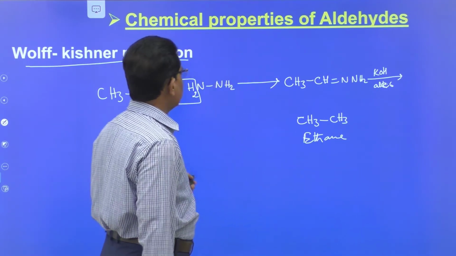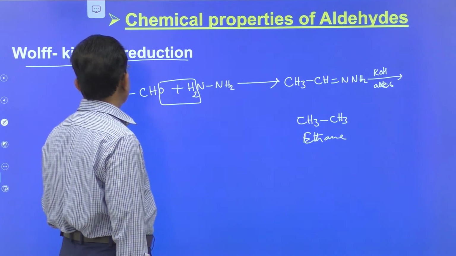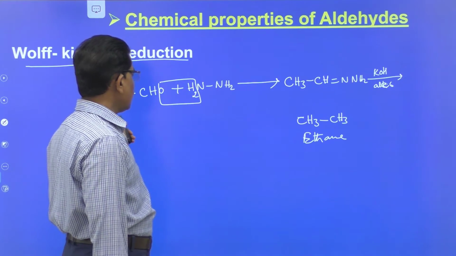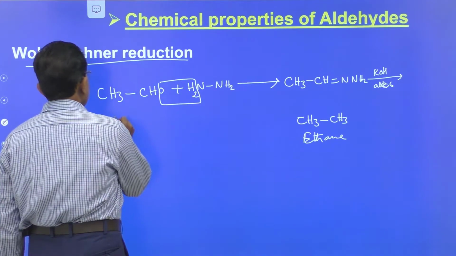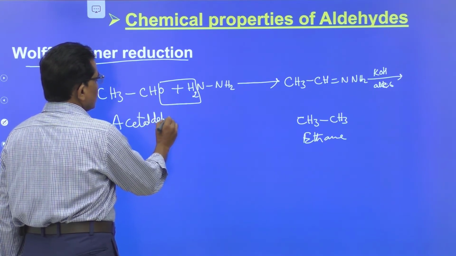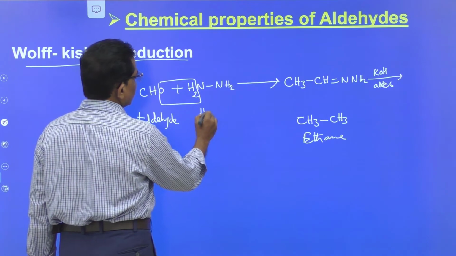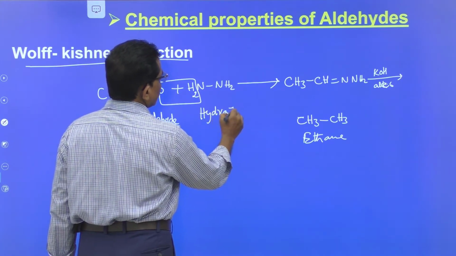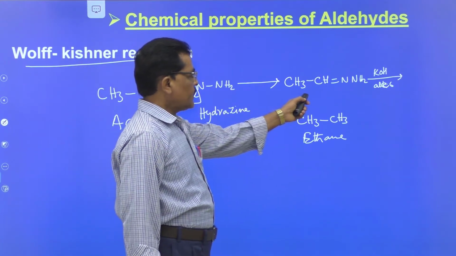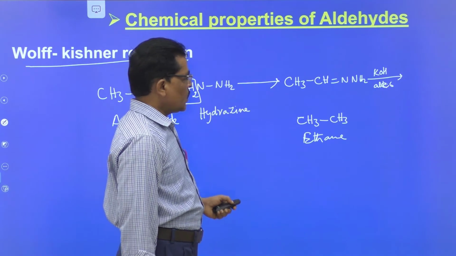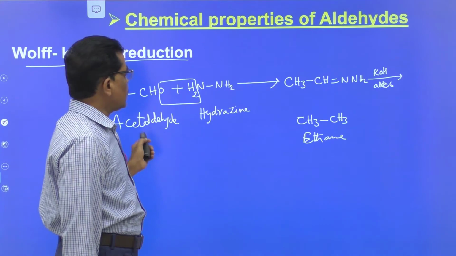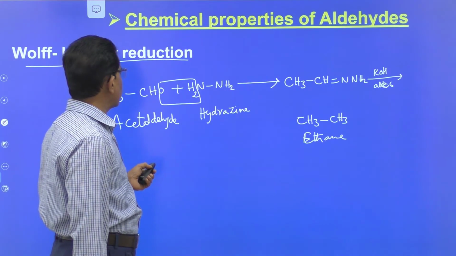Ethane, an alkane, is obtained. So this is the Wolff-Kishner reduction. First we take acetaldehyde and hydrazine. This reaction gives an addition compound, which is heated with alcoholic KOH, and then ethane is obtained. Understand? This reaction is called the Wolff-Kishner reduction.